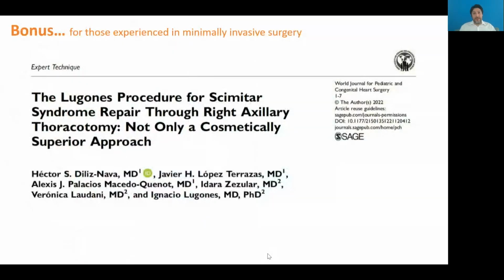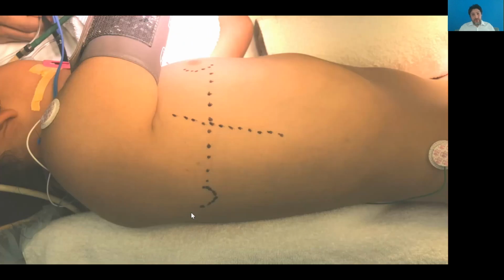As I told you at the beginning, there is a way to do this procedure through a right axillary thoracotomy. And this is very important because minimal invasive approaches sometimes face some resistance from surgeons, because the only, let's say, argument to do so is that you have a cosmetically superior approach. But in these cases, this is not true.